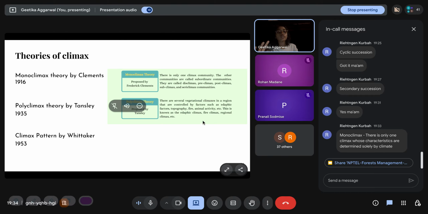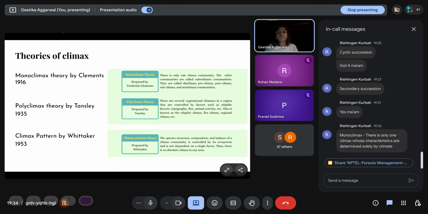In polyclimax, it's not just climate, it's the soil factors, which means the edaphic factors, and the topography, whether it's sloping land or flat land, or if there are a lot of fires in that area. And then came the climax pattern by Whittaker, who says that the climax community structure is not controlled by a single factor. Yes, climate could be the major determinant of what kind of climax community is getting formed, but the climax community keeps on changing with the local factors of the area.